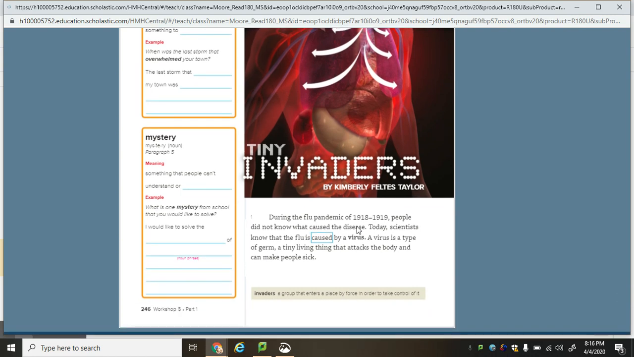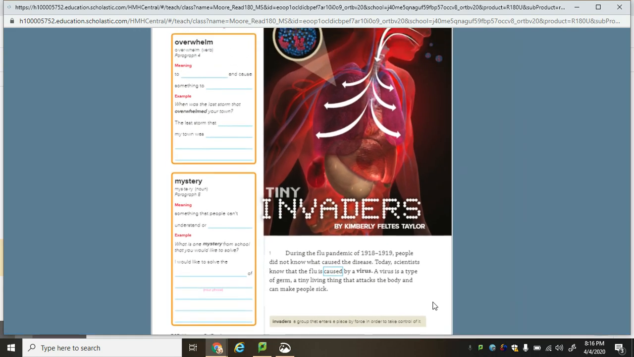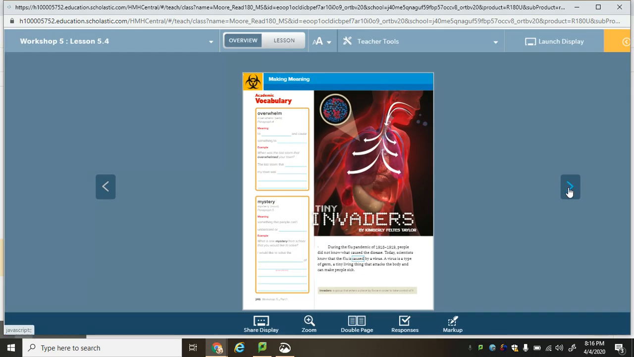During the flu pandemic of 1918 to 1919, people did not know what caused the disease. Today, scientists know that the flu is caused by a virus. A virus is a type of germ, a tiny living thing that attacks the body and can make people sick. So invaders is a group that enters a place by force in order to take control of it.